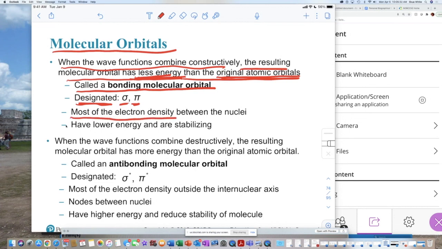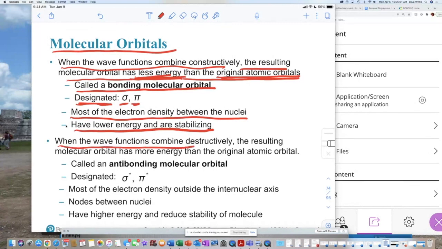Most of the electron density between the nuclei will be in the molecular orbital. These tend to have a lower energy and are therefore stabilizing for the molecule. The molecule prefers to have bonding molecular orbitals because it provides lower energy and is more stabilizing.